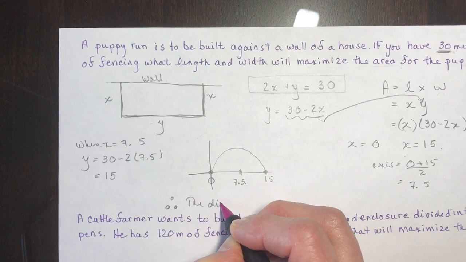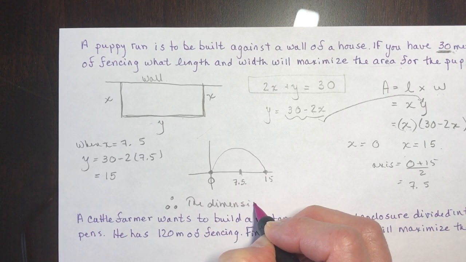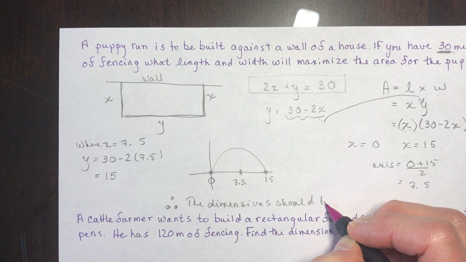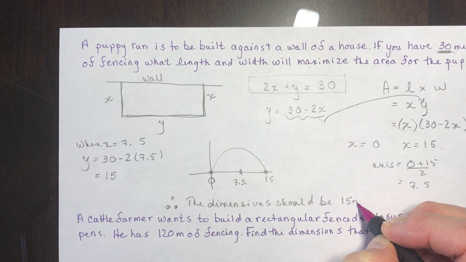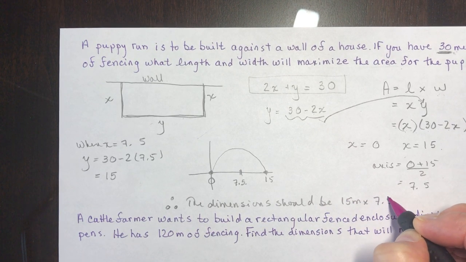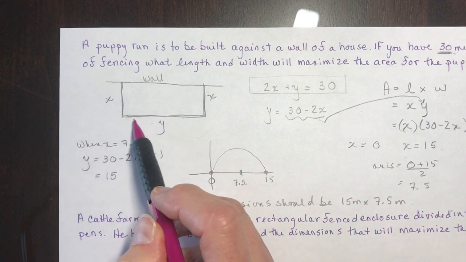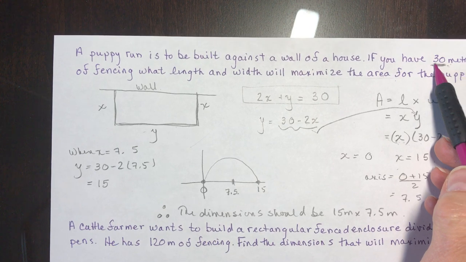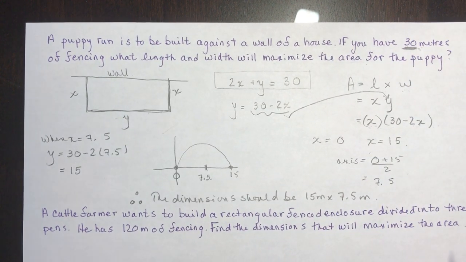Therefore, the dimensions, and this is to maximize, should be 15 meters by 7.5 meters. And you can double check. So 15 plus 7.5 and 7.5 gives me that magic 30 meters that I had.